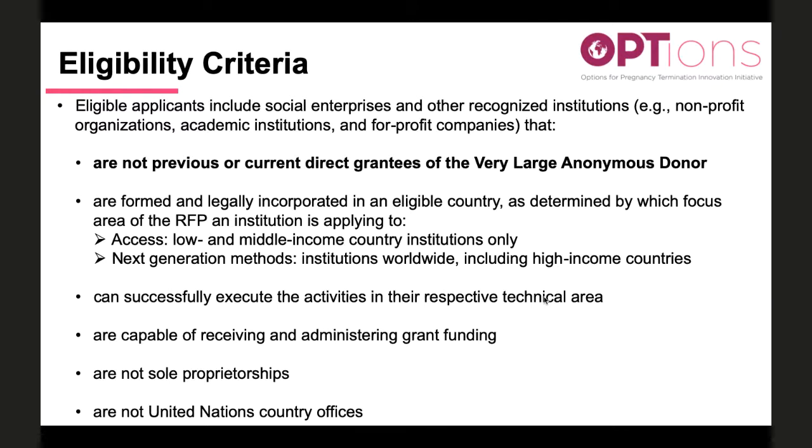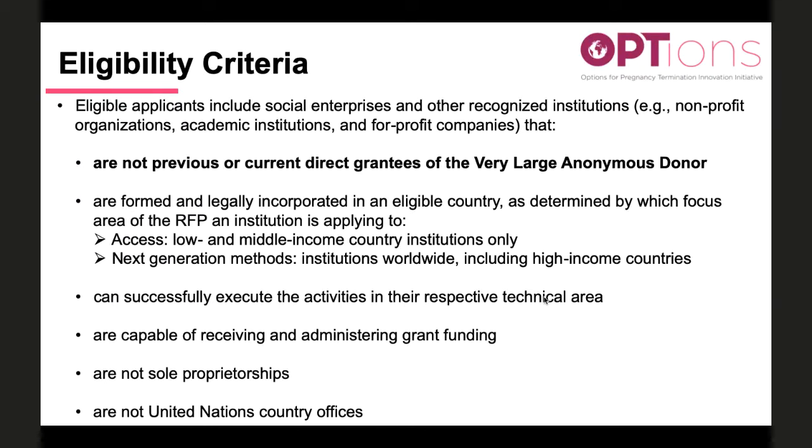This first point here is new to the RFP if you are familiar with the round 1 RFP. So this is a change that we have implemented for round 2. As you can see here, it says that we cannot fund previous or current direct grantees of the Very Large Anonymous Donor. Sorry, just to clarify, we cannot fund previous or current direct grantees of the Very Large Anonymous Donor.